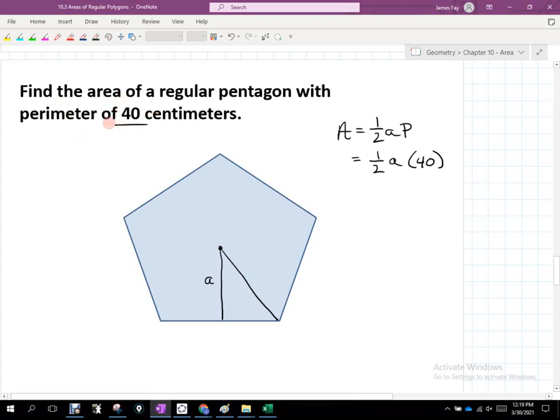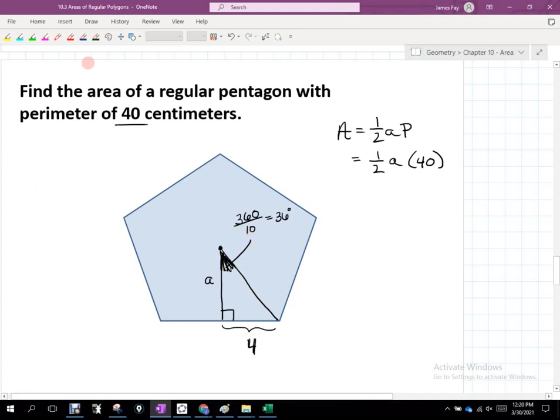So if they give me the perimeter, what is each side length going to be? Each side length is going to be 8, right? What would this distance right here be? 4. Now if I want to find A, I need to know what kind of right triangle this is. Do you guys remember how we find that angle? 360 divided by 2n, right? So 2n in this case would be 10. So it gives me 36 degrees. That angle there is 36 degrees.